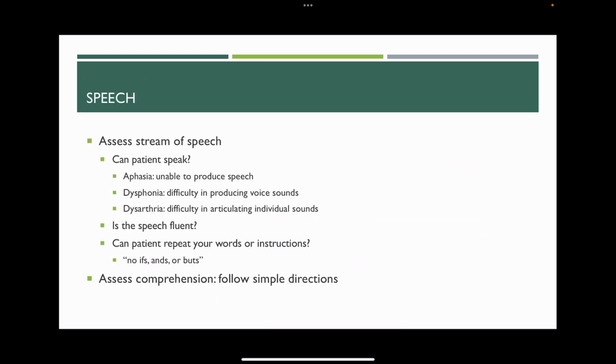Speech. Can they talk? Aphasia, unable to produce speech. Dysphonia, difficulty in producing sounds or voice sounds. Dysarthria, difficulty in articulating individual sounds. So dysarthria, dysphonia, the different means. And again, no ifs, ands, or buts, and assess their comprehension. Follow directions.